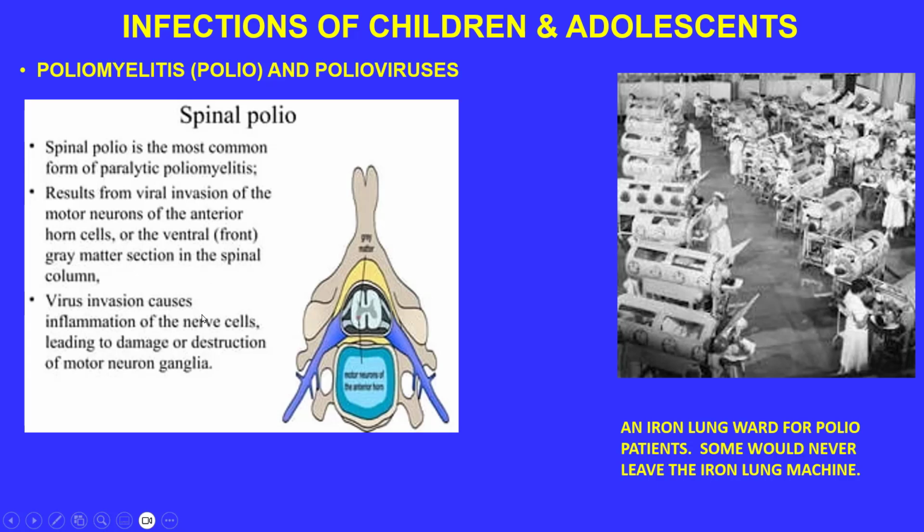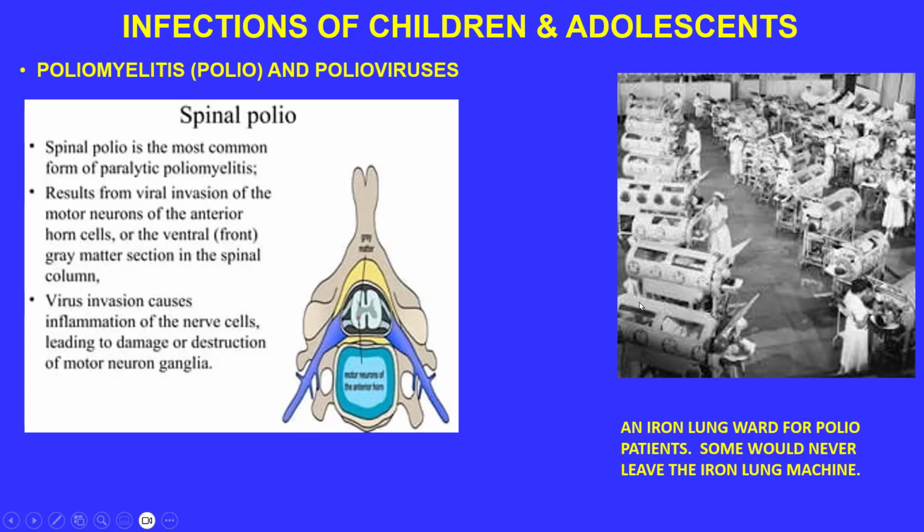These are getting destroyed. And so the viral invasion causes inflammation of the nerve cells, leading to damage or destruction of the motor neuron ganglia. Now, what you see here is something that we have not seen in a long time. When polio was out, in the 30s, 40s, 50s, and an individual became paralyzed, they were put into an iron lung. Now, an iron lung is basically a machine that uses negative pressure to allow the individual to breathe.